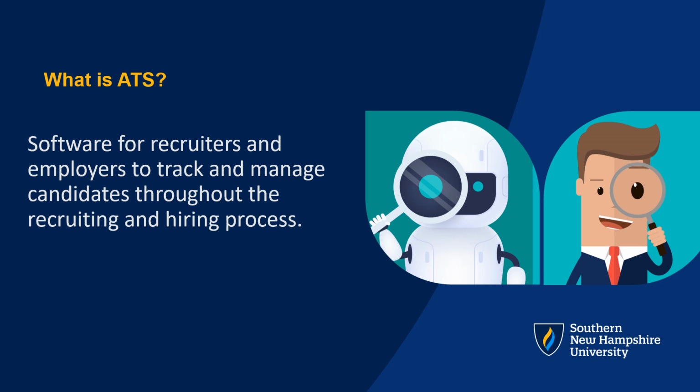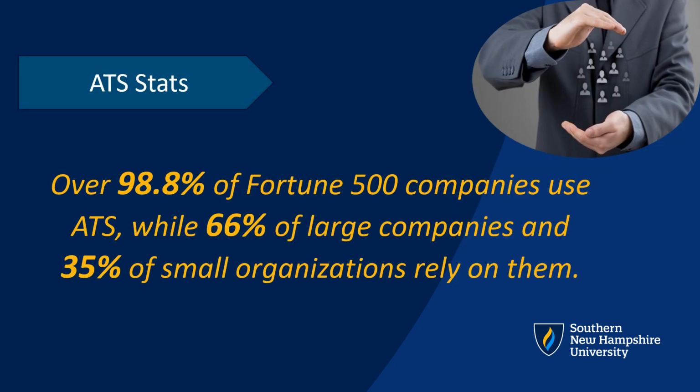To understand why this is important, let's first take a look at a statistic. In order to understand why this is relevant, it is important to understand how many companies use an ATS. According to JobScan, over 98.8% of Fortune 500 companies use ATS, while 66% of large companies and 35% of small organizations rely on them. With hundreds of ATS software options available on the market, employers may employ them in various ways. However, less sophisticated ATS may face challenges in accurately interpreting resume data if the resume is not formatted in a way that is ATS friendly. This will potentially result in errors.